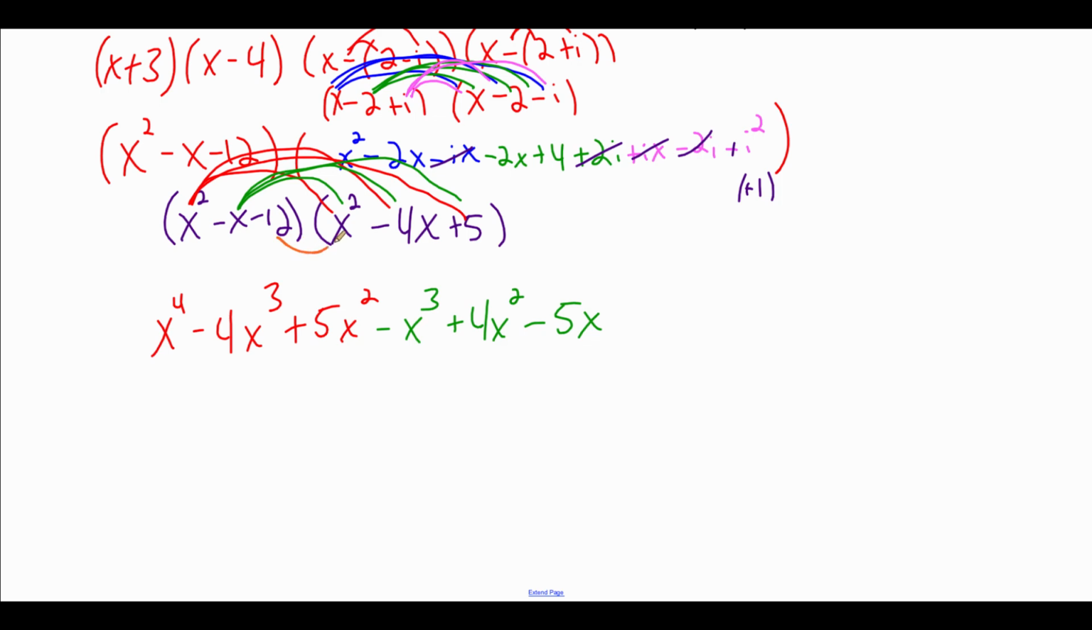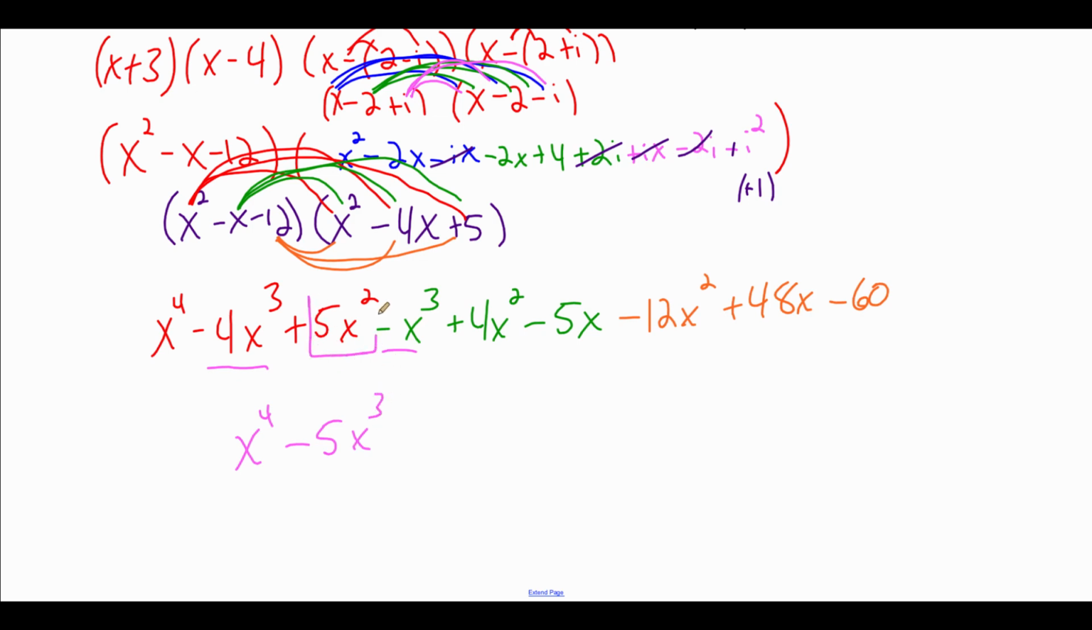And then I need to distribute my -12 as well, so -12 times x squared is -12x squared. -12 times -4x gives me plus 48x. And if I take the -12 times the positive 5, I will get minus 60 on the back end. Now I need to combine like terms one more time. So I see the x to the fourth. Then if I look at my x cubes, I've got negative 4x cubed and negative x cubed. So that's going to give me negative 5x cubed. Then if I look at my x squareds, here I've got 5x squared plus 4x squared minus 12x squared.